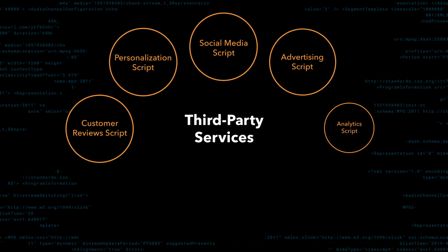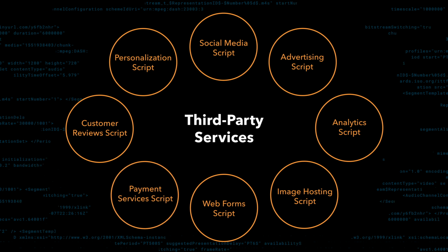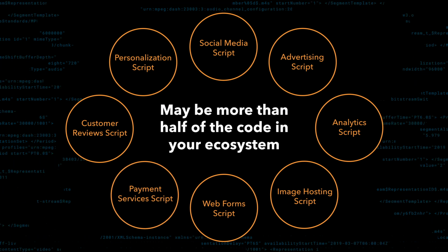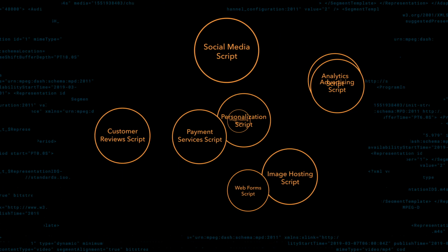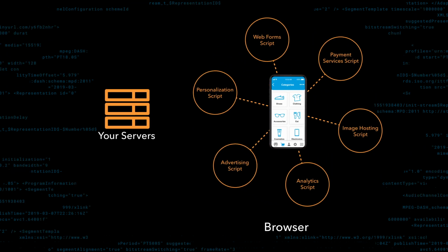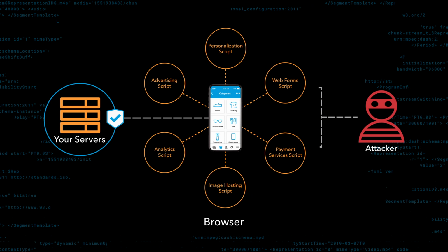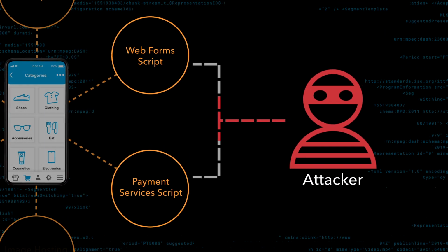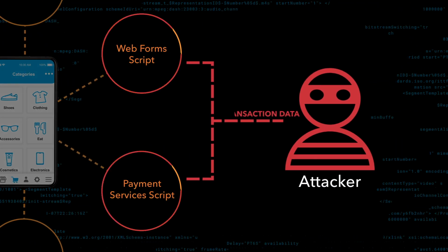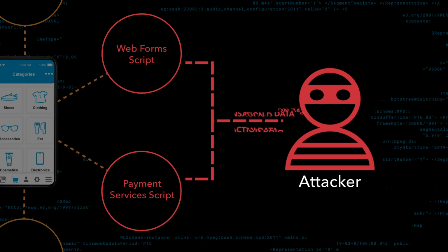Your third-party services run scripts that can make up more than half of the code running in your ecosystem. But those scripts are often outside your control, which means malicious code in JavaScript can attack at the browser level, skim customer data, and send it straight to the bad guys, silently, for weeks.